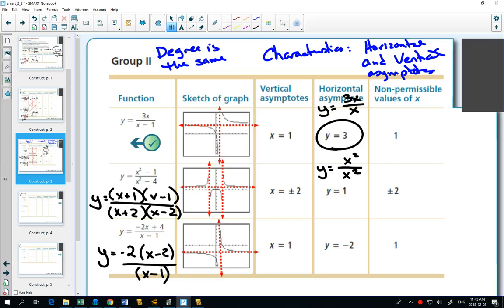In the last one, your highest degree is an x. In my numerator, I have a negative 2x. In my denominator, I have an x. If I simplify that, it becomes negative 2. So finding your horizontal asymptotes can be done by looking at your highest degree.